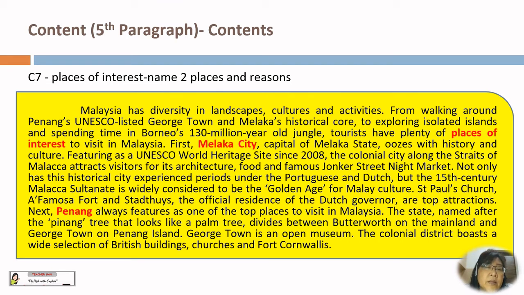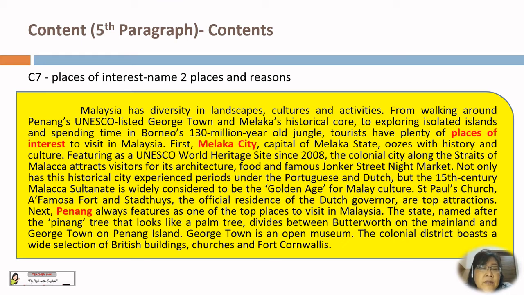First, Malacca City, capital of Malacca State, oozes with history and culture. Featuring as a UNESCO World Heritage Site since 2008, the colonial city along the streets of Malacca attracts visitors for its architecture, food, and famous Jonker Street Night Market. Not only has this historical city experienced periods under the Portuguese and Dutch, but also the 15th century Malacca Sultanate, which is widely considered to be the golden age for Malay culture. St. Paul's Church, Formosa Fort and Stadhuis, the official residence of the Dutch governor, are top attractions.